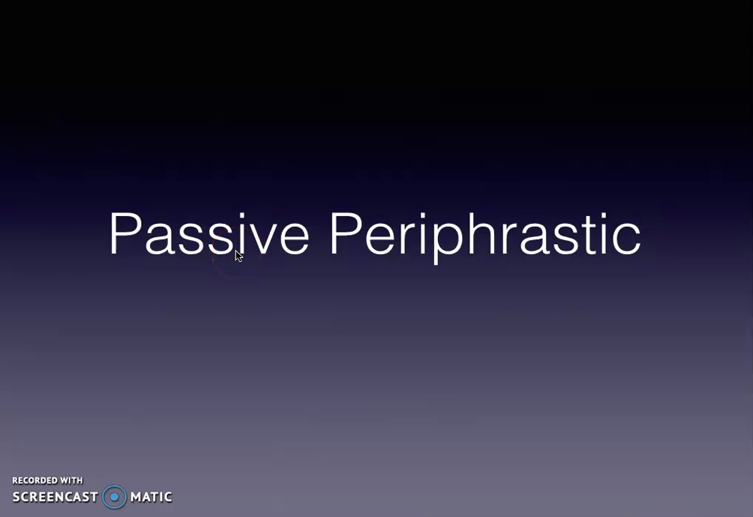This is an introduction to passive periphrastic. It's our second grammar concept for chapter 24.